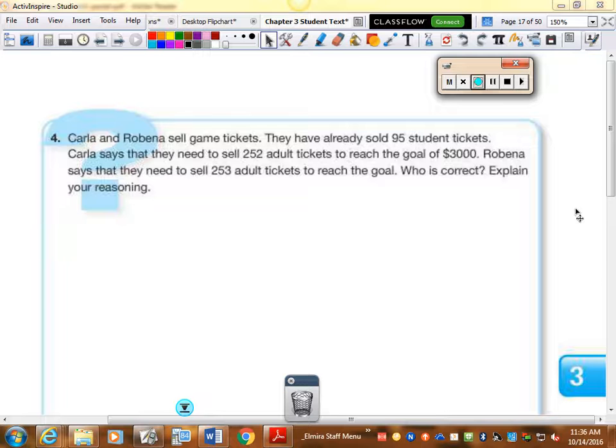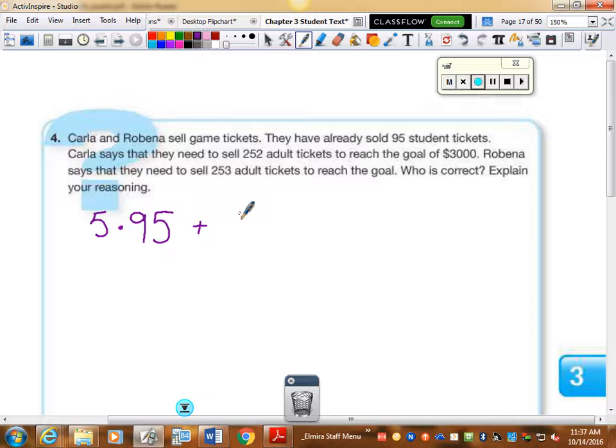Okay, Carla and Robina sell game tickets. They have already sold 95 student tickets. Carla says they need to sell 252 adult tickets to reach the goal of 3,000, but Robina says they need to sell 253 adult tickets to reach the goal. Who is correct? Okay, so we've got 95 student tickets plus, hold on, so $5 times 95 student tickets plus $10 for every adult ticket, and we want to equal 3,000.